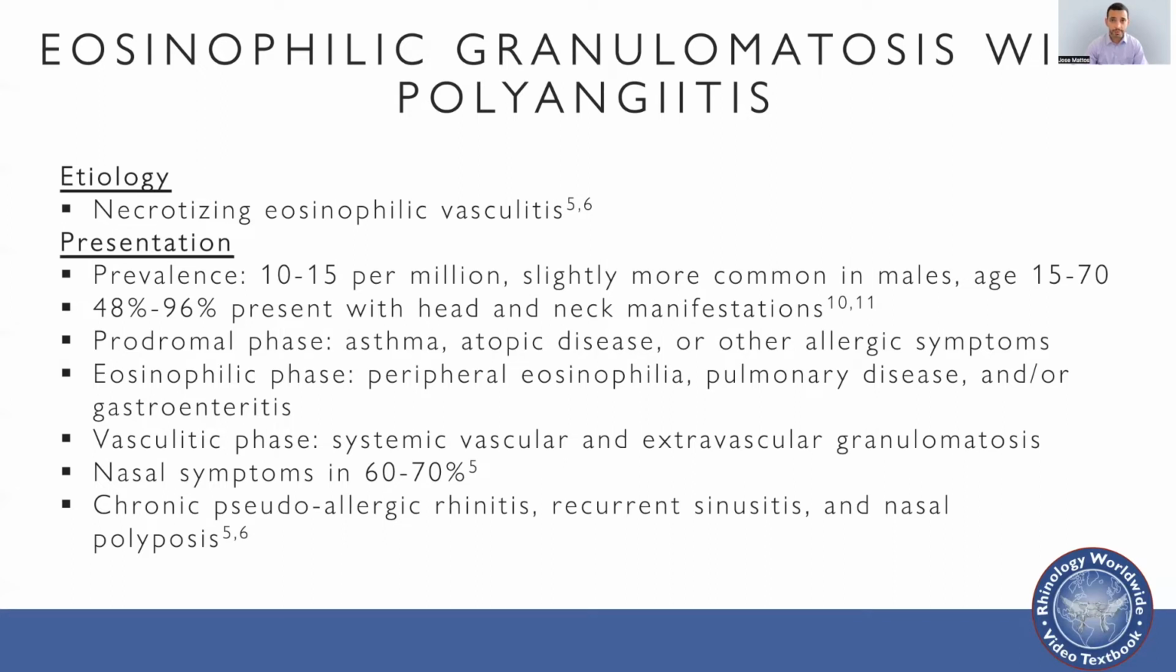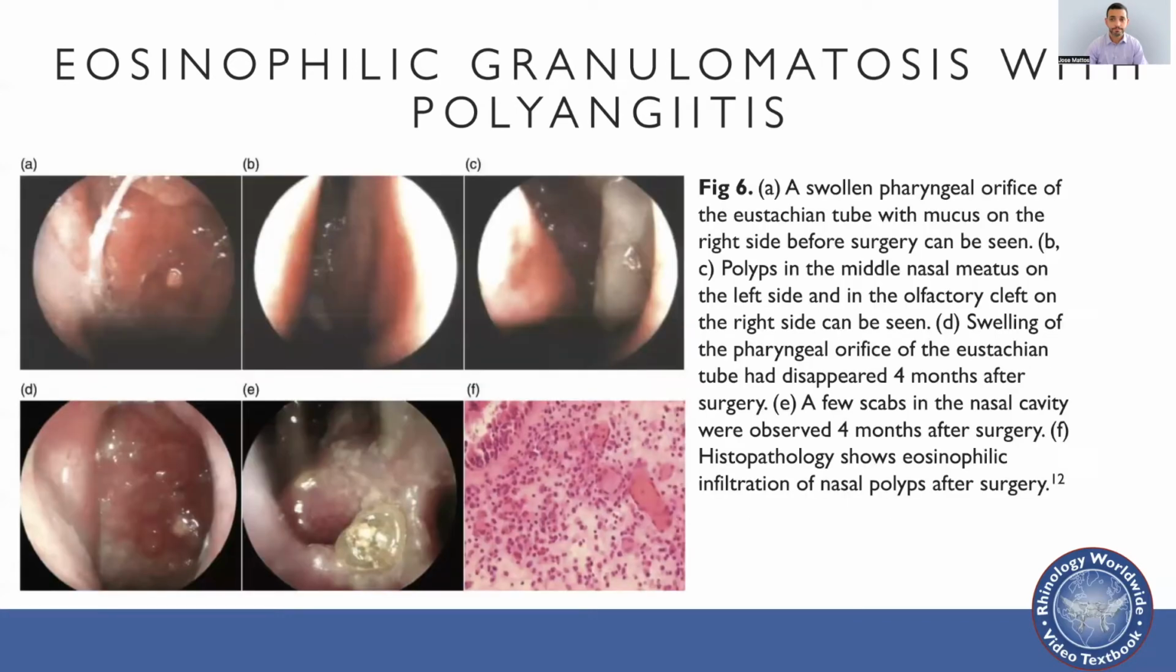Very commonly, these patients will have nasal symptoms like rhinitis and sinusitis, and frequently you will see nasal polyposis in these patients. This figure shows a variety of different findings associated with EGPA, including mucosal edema, nasal polyps, scarring, crusting, and eosinophils seen in the soft tissue.